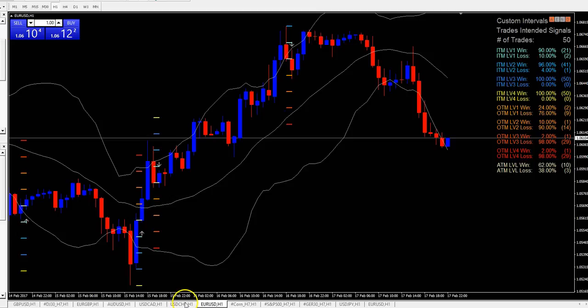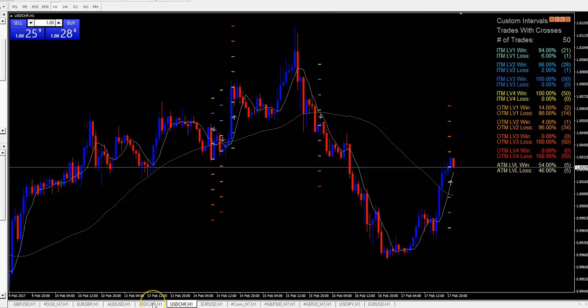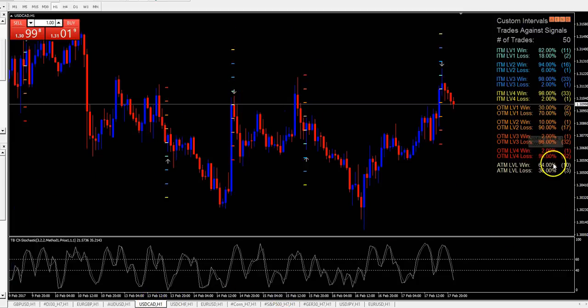Euro USD 62%, USD Swiss franc 54%. However, the reason I've got it on here is because the at the money is 94%, and I can always get 10 pips out on USD Swiss franc. The win rate on that is 94%. The out of the money rate sucks. Don't buy an out of the money on a USD Swiss franc. It just doesn't move like that.